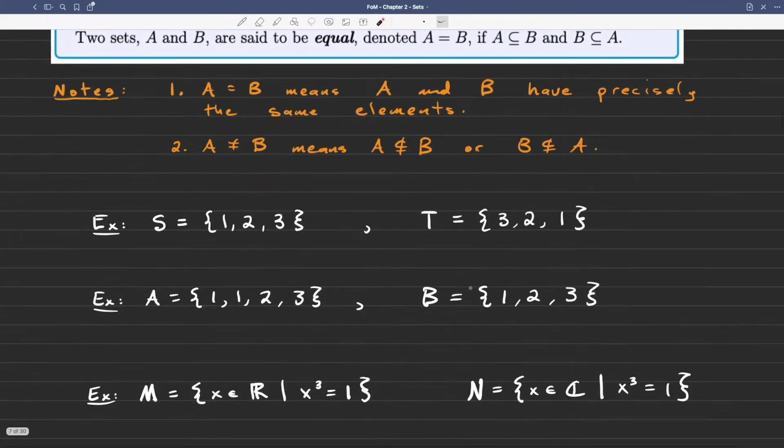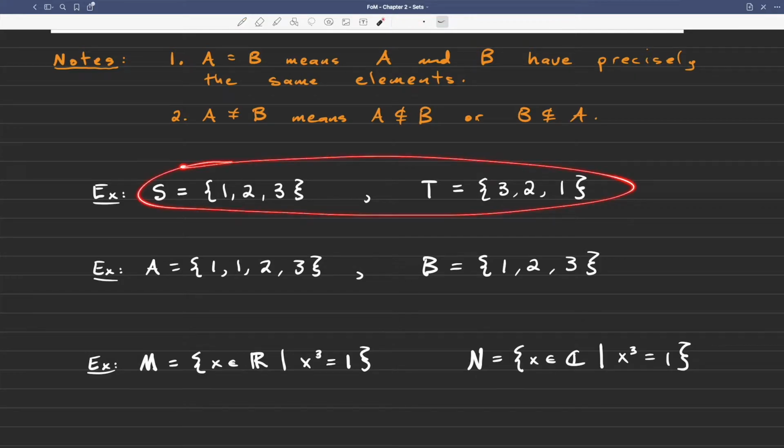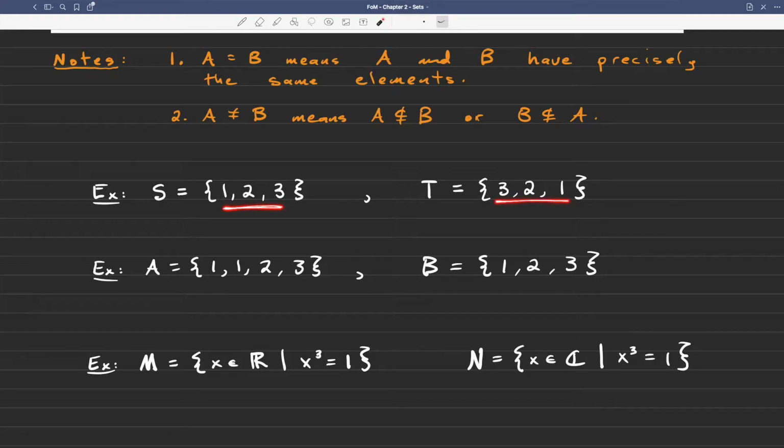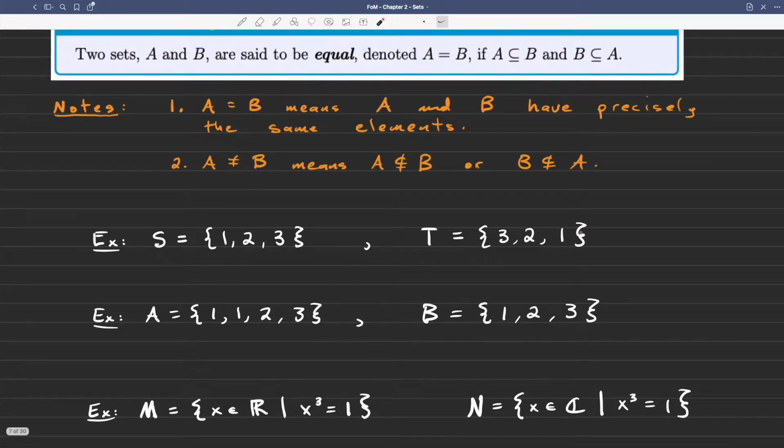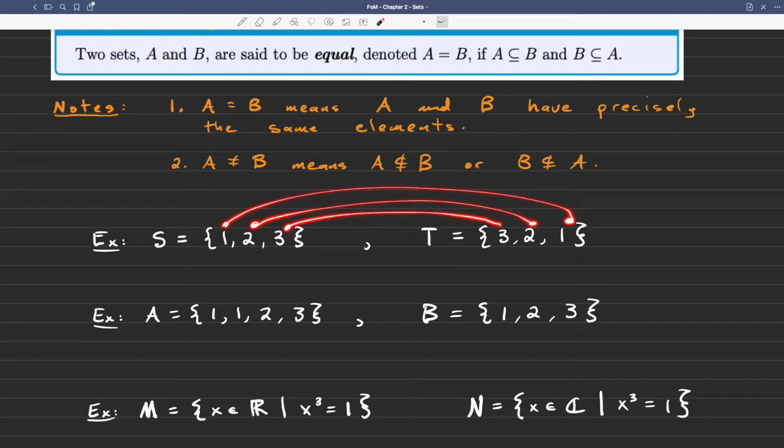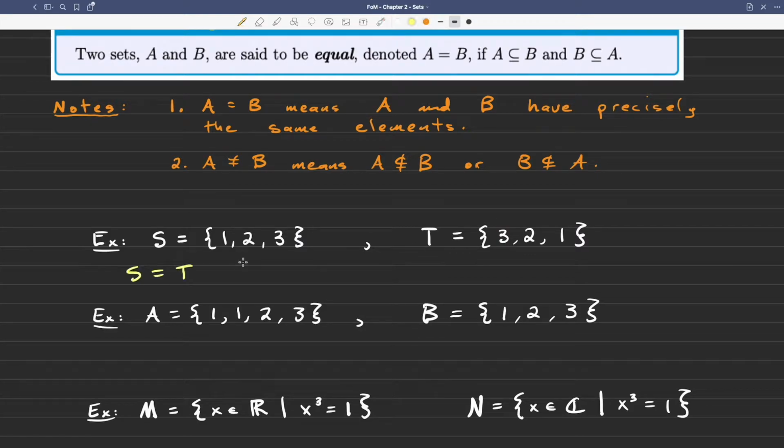So anyway, let's look at a few examples. S and T here, those two sets are expressed in slightly different forms. In particular, the elements are listed in different orders. But does that matter when we're talking about set equality? Not really. So if you think about it, all the elements of S are contained in T, right? 1 is contained in T, 2 is contained in T, 3 is also contained in T. So all of the elements of S are also in T, and vice versa. This goes both ways. So S is equal to T. And the moral of the story here is that order doesn't matter in sets.